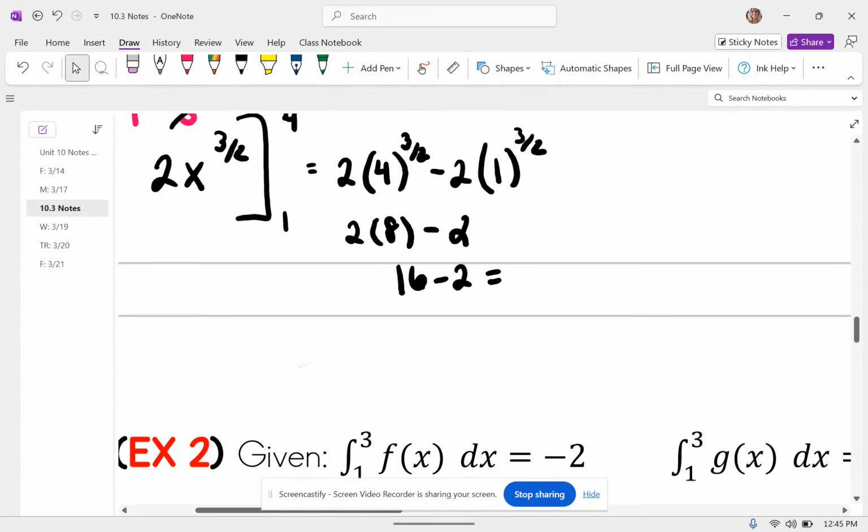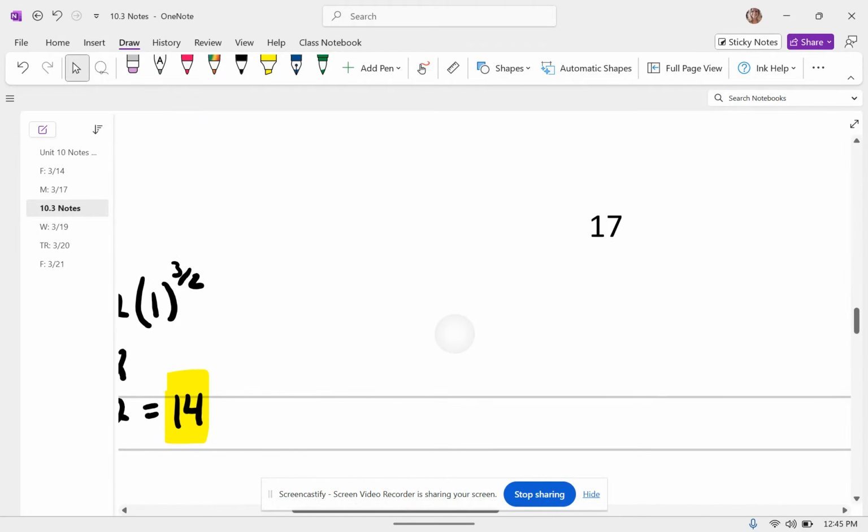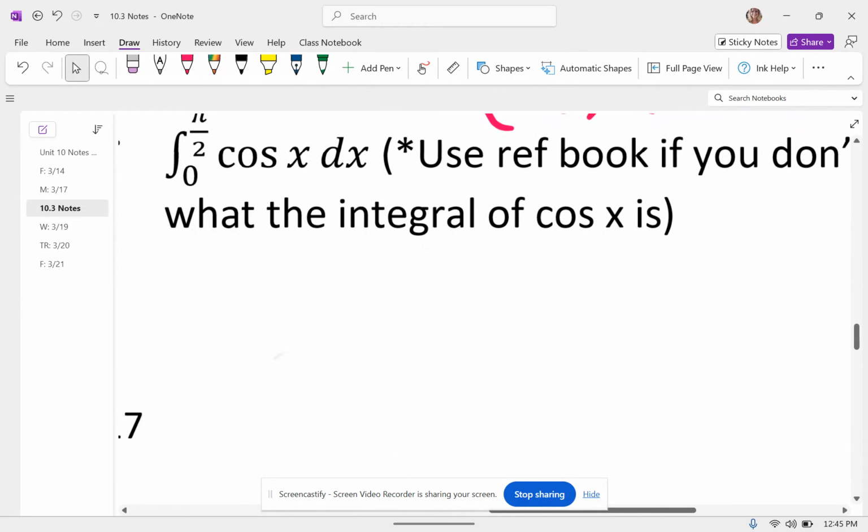So is 14 just the answer? Yeah. That's it? That's it. Okay, so definite integrals have an answer that looks like a number. Indefinite integrals have an answer that looks like a function. Good job. And there's a plus C at the end, your favorite.